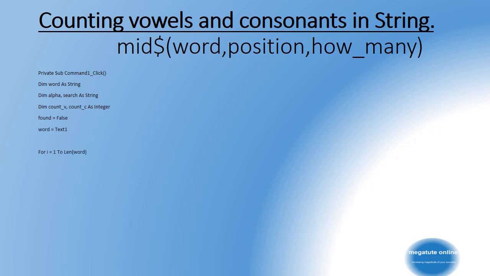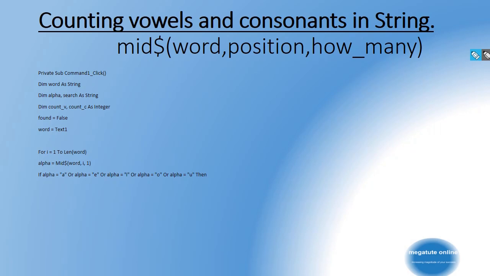Word is taken from text1, and then we run a loop from 1 to the length of the word. We pull out one alphabet into alpha within the same function. Now this time we have to check whether the alphabet we pulled out, in the last example we were checking whether the alphabet we pulled out was a D or not. This time we have to check whether it's a vowel or not.